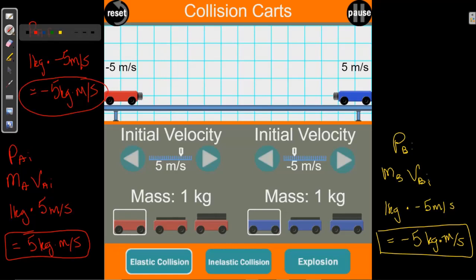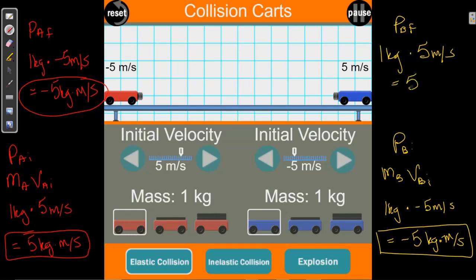And for object B, it's the exact opposite: 1 kilogram times +5 meters per second, which is 5 kilograms times meter per second. Okay, so you can see here that they just switched velocities, and because of that, momentum's conserved, and in this case, kinetic energy is also conserved.